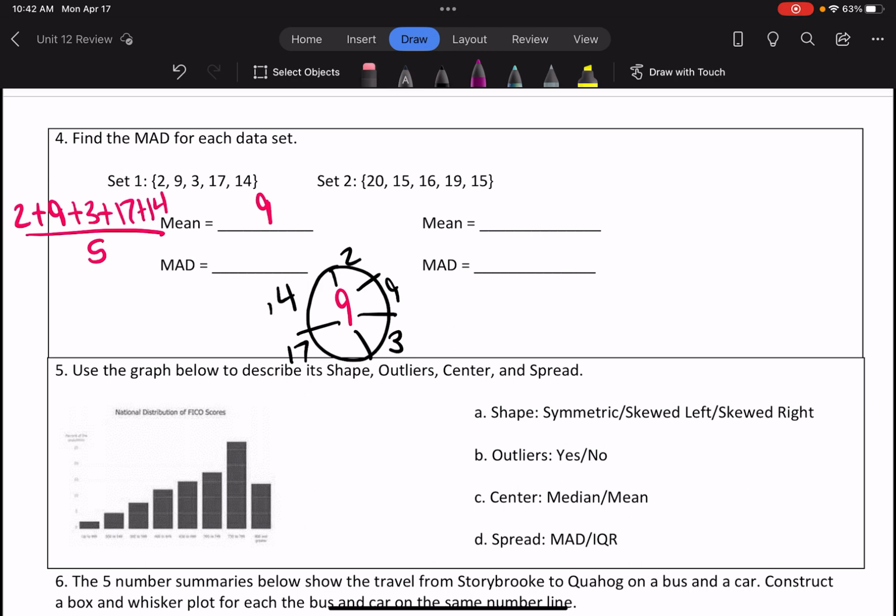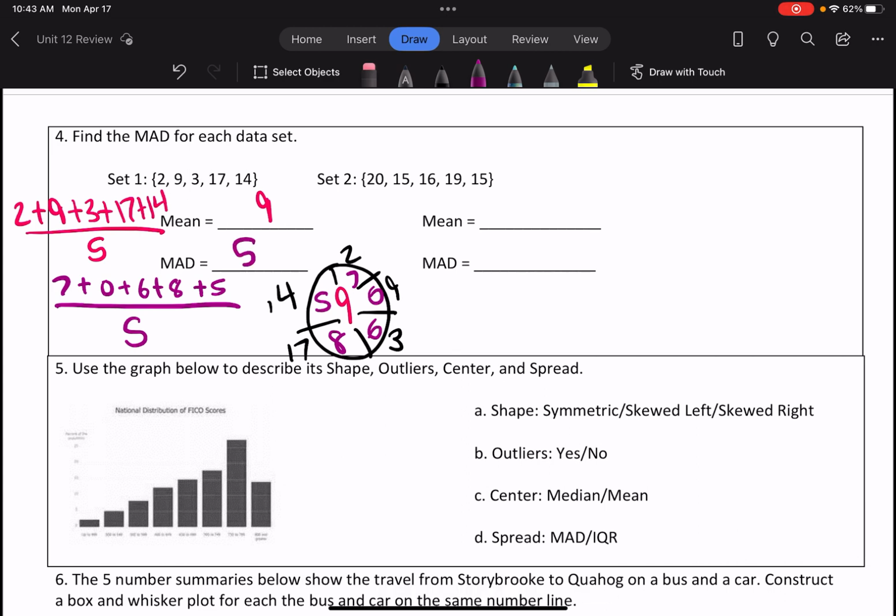So the distance from 9 to 2 is 7. The distance from 9 to 9 is 0. The distance from 9 to 3 is 6. The distance from 17 to 9 is 8. And the distance from 14 to 9 is 5. I'm now going to add up all these distances and divide by 5. So 7 plus 0 plus 6 plus 8 plus 5 divided by 5. So that's going to give me 26 divided by 5, which gives us a MAD of 5.2.